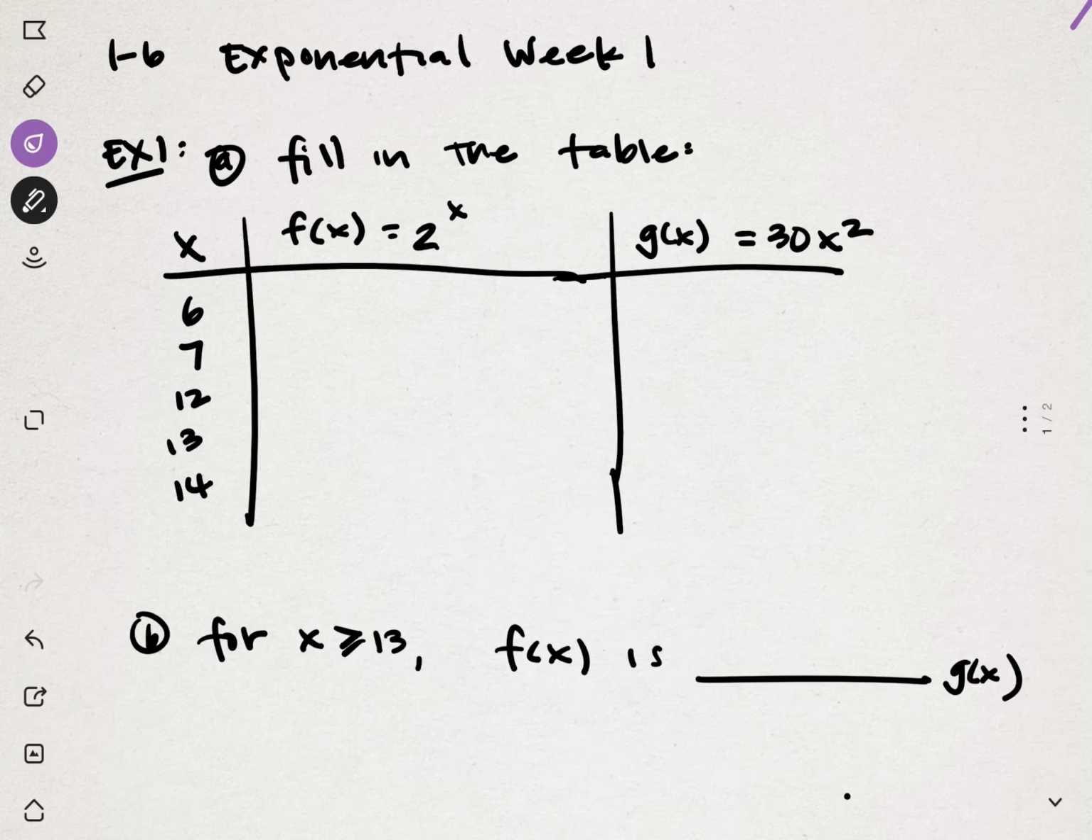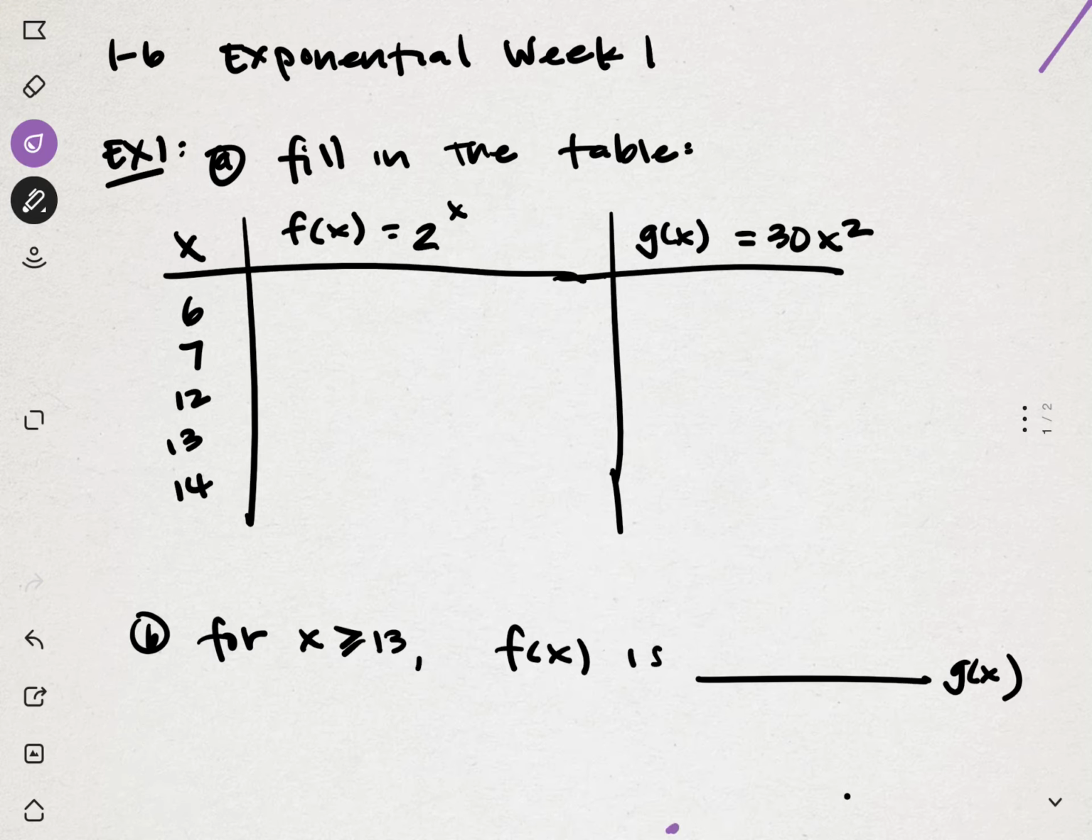We're looking at 1.6 Exponential Week 1 assignment in Alex. Today we're just going to be looking at filling in the tables, comparing two different types of functions, and then we're going to talk about our compound interest. All right, so for this first example, the first thing it's asking us to do is fill in the table. We can use our calculators here.